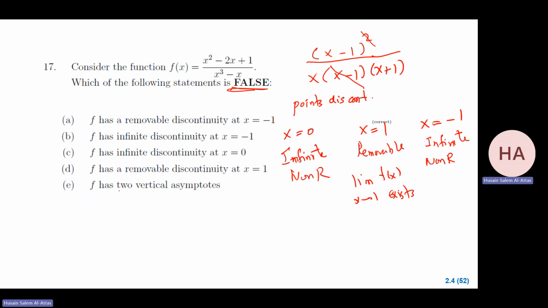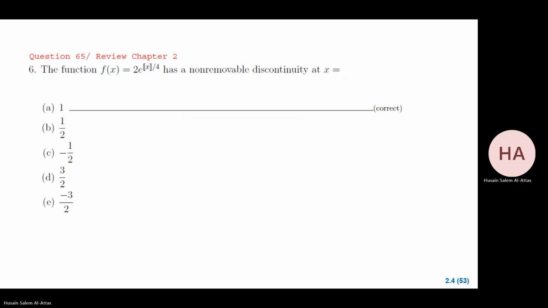Does it have two vertical asymptotes? Yes, because all of these go to infinity. Removable at x equal 1, yes. Infinite at x equal 0, yes. Infinite at x equal 1, yes. Removable at this, no. So I need the false statement: has another removable at x equal 0.